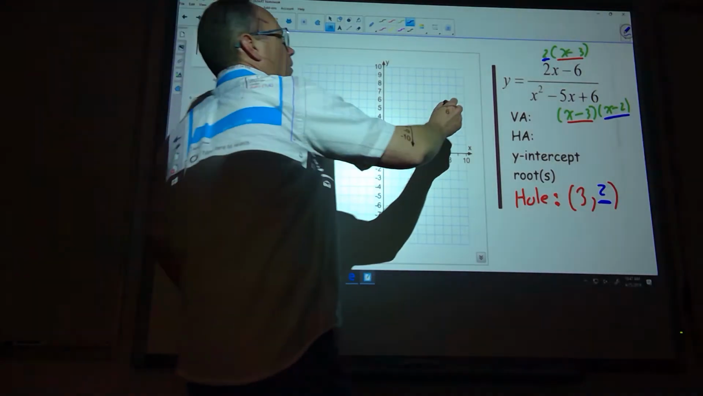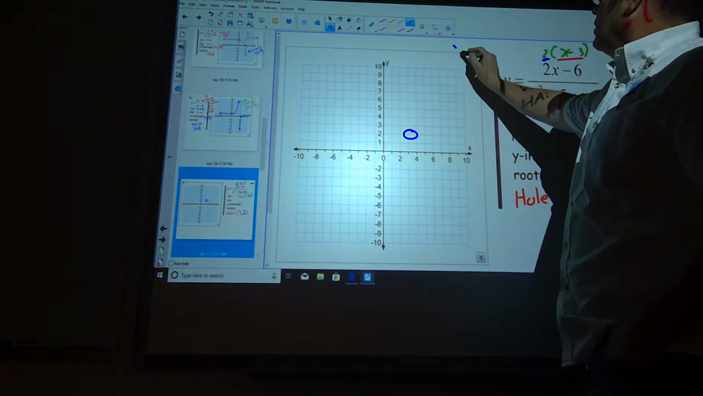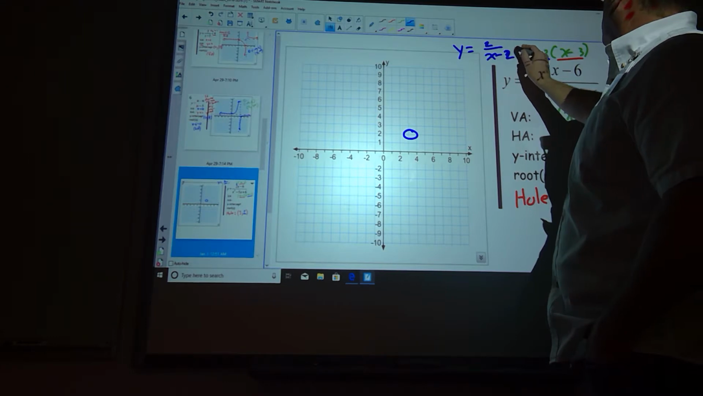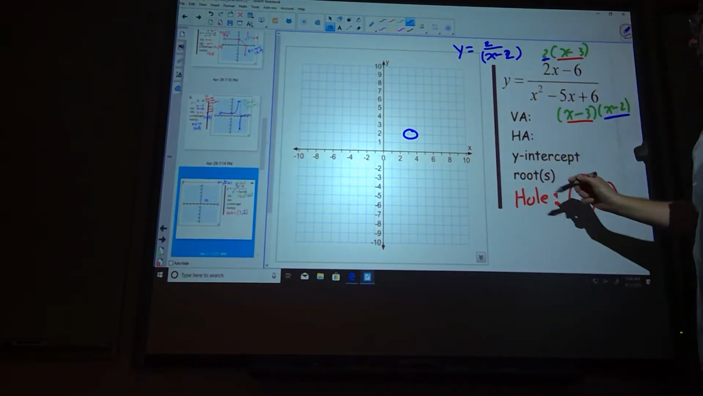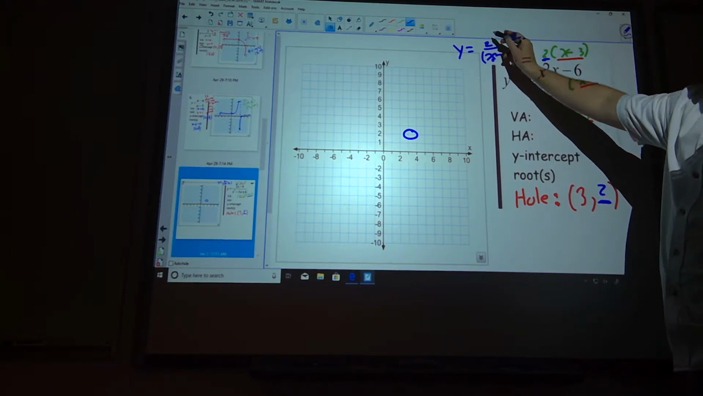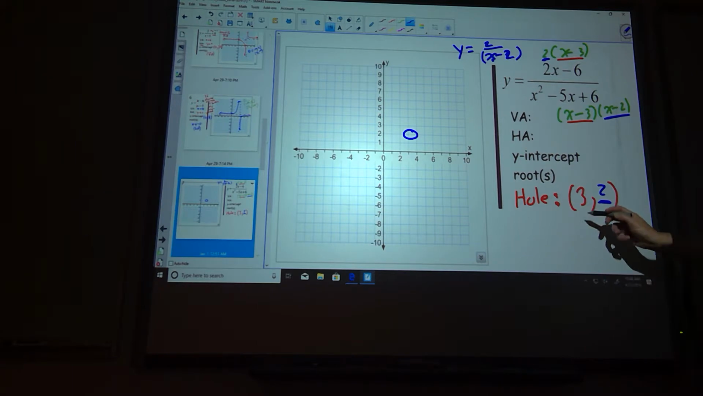Could you do that again? Yeah. So if I cancel out the x minus 3s, I'll wind up with this, x minus 2, right? So then I'm going to take 3 and plug it in here into the x. There's no x on top, so I'm going to get 2 over 3 minus 2, 2 over 1, which is just 2. So 3 comma 2 is my hole.